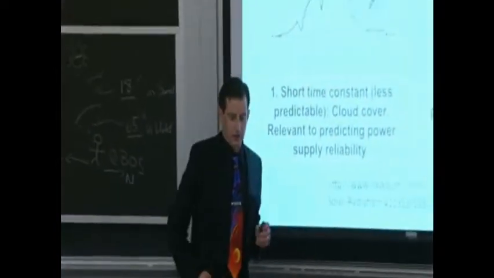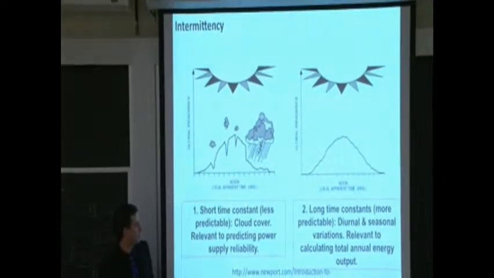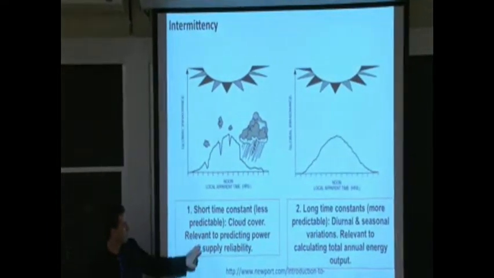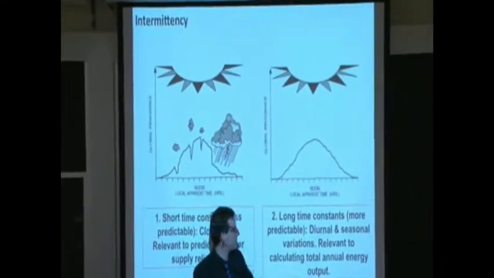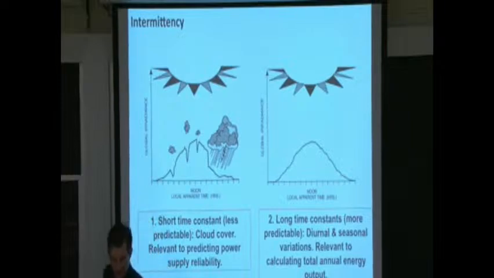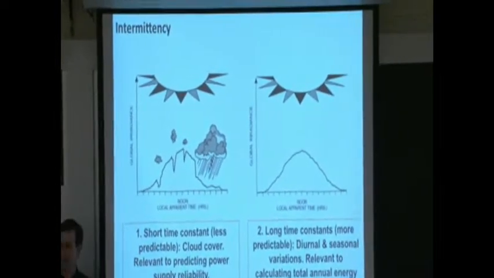So this boils down to intermittency, with the short time constants tending to be less predictable, like cloud cover, and that's relevant for predicting power supply reliability. And the longer time constants tend to be more predictable, the diurnal or seasonal variations, and these are relevant to calculating total energy output annually.